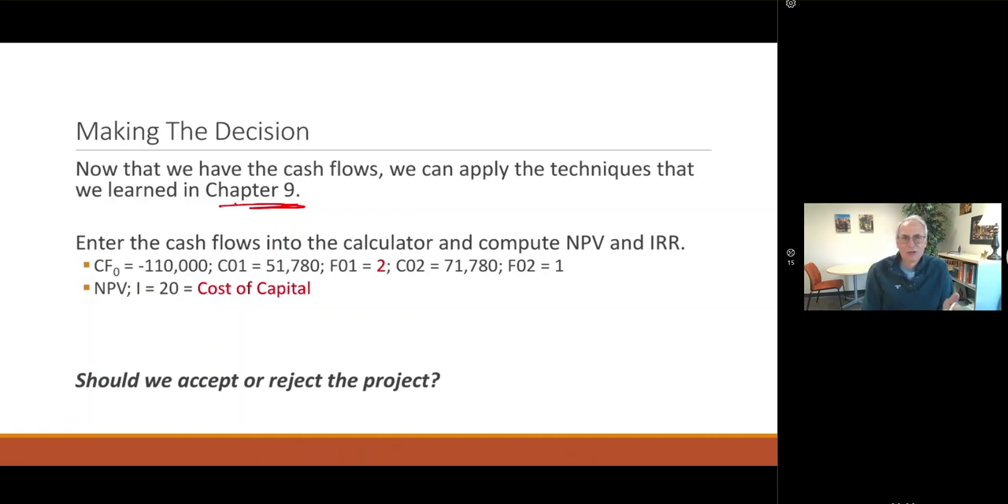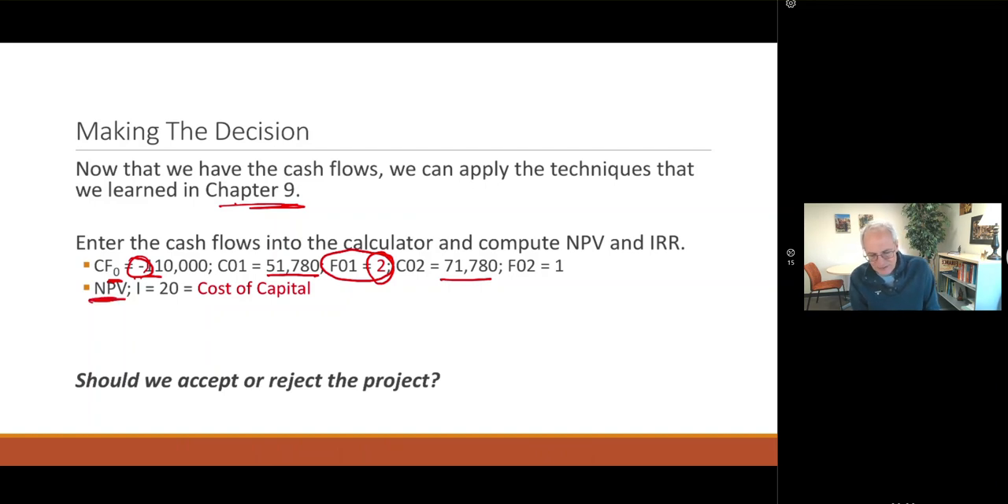So you're going to use the cash flow button, and that says, hey, we're going to enter in all these cash flows, the initial cost today, and then the future cash flows, and they aren't going to all be the same. So this is minus, very important, minus 110, cash flow 0. Cash flow 1 is 51,780, and we can put the frequency at 2 because we have 2 of the same cash flows. It just saves you a little bit of work on your calculator. Then the next cash flow is the 71, right?